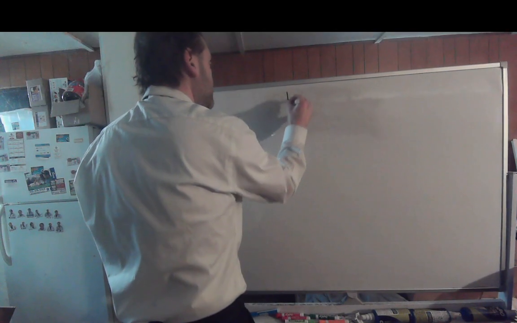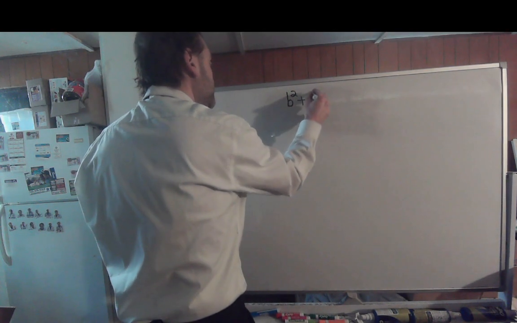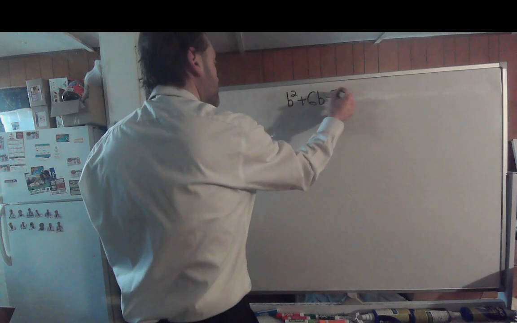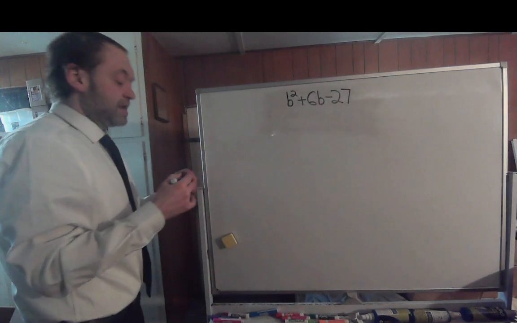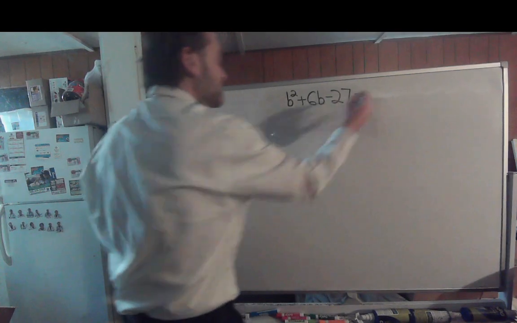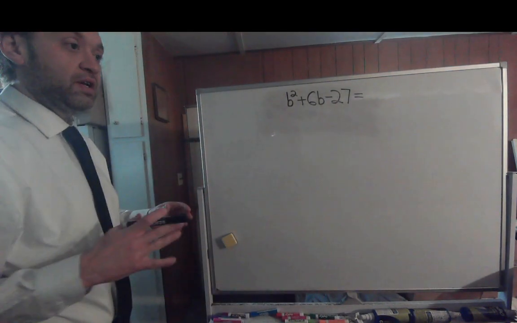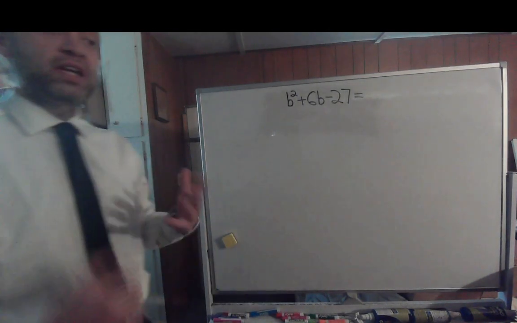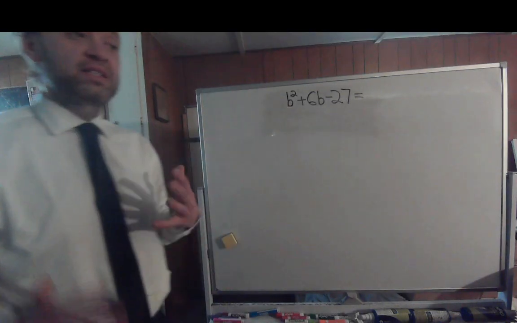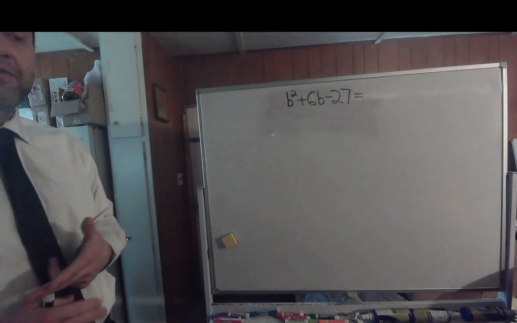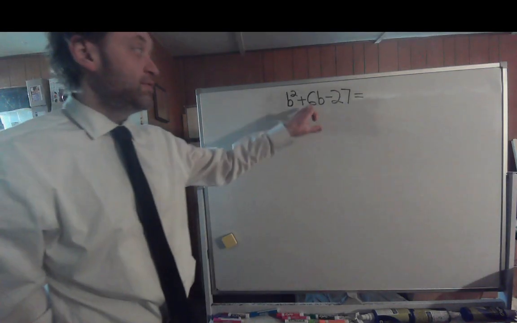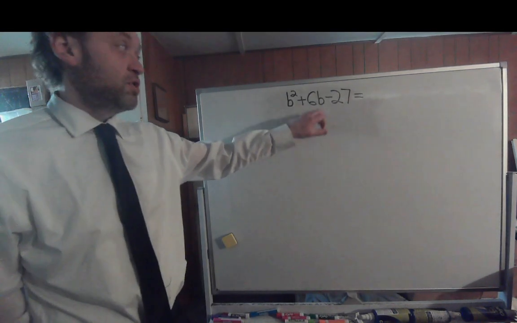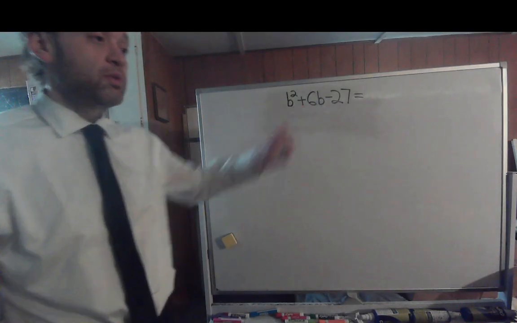Alright, we have b squared plus 6b minus 27. So again, the constant term is negative. That means for each factor of 27, we have to consider one positive and one negative factor that when you add them together will give you a positive 6 coefficient for the middle term.